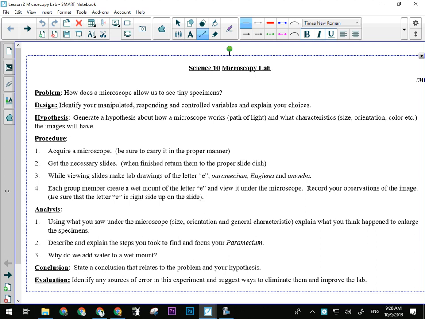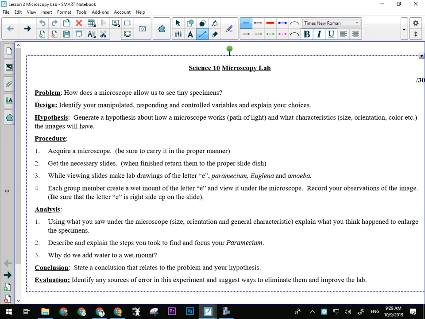So the problem we're investigating with this lab is, how does a microscope allow us to see tiny specimens? Well, we talked a little bit about that yesterday when we talked about how Hooke designed and built the first microscope. He understood that a lens was going to alter the path of light coming from a specimen. He could alter that path of light in such a way that he could make the light diverge. He would make the object look bigger. That might be something about how a microscope works.